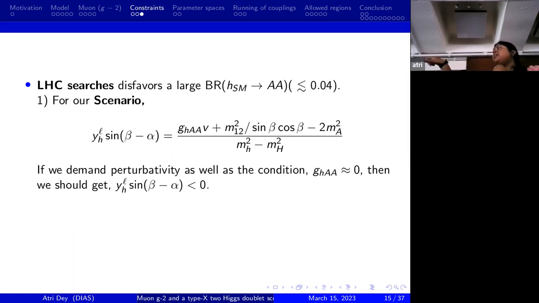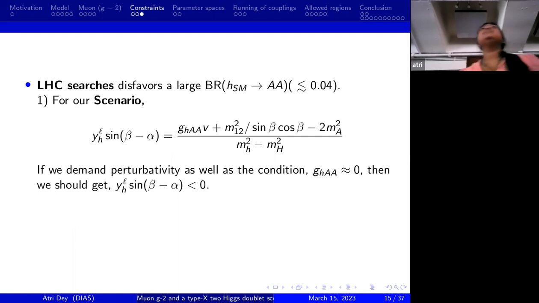So here we can see that if we demand that at the electroweak scale our theory is perturbative, and also that our HA coupling is very small, then we can only have a wrong sign region in our model when MA is less than MH by 2, when there is a chance of on-shell decay of Higgs to A. In this region only. So from the theoretical and experimental constraints, we should be in a wrong sign region for our model.